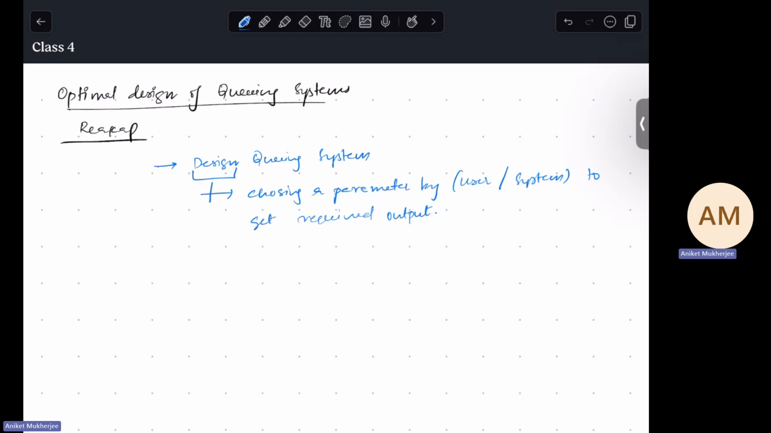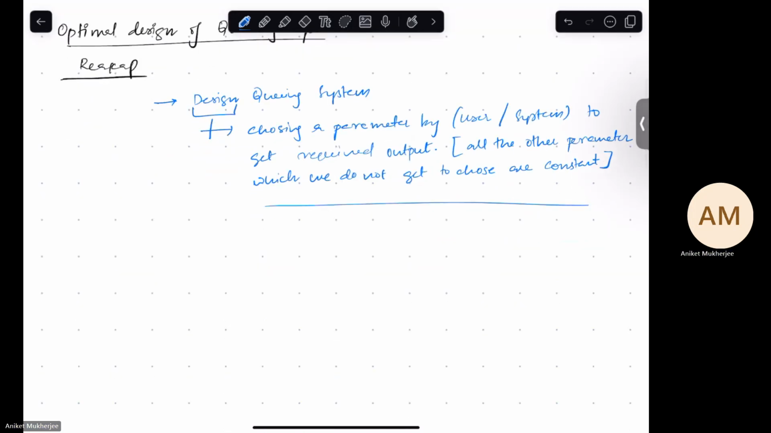Now, all the other parameters which we don't get to choose are constant, right? They don't change. If all the parameters that we don't choose change with respect to time, then the same problem is a control problem. You have parameters changing, and then you want to decide what your parameter is, then it's known as a control problem. If they are not changing with respect to time, then it's known as a design problem.